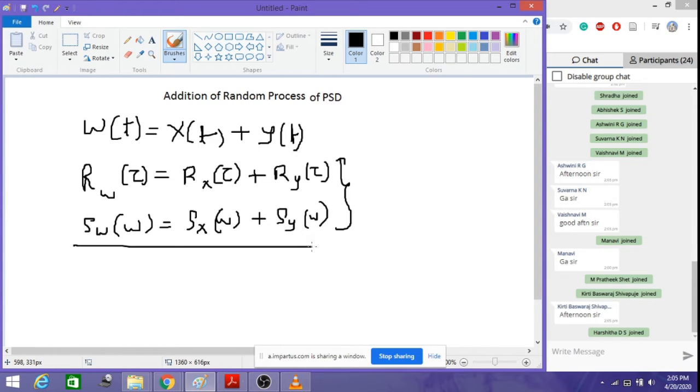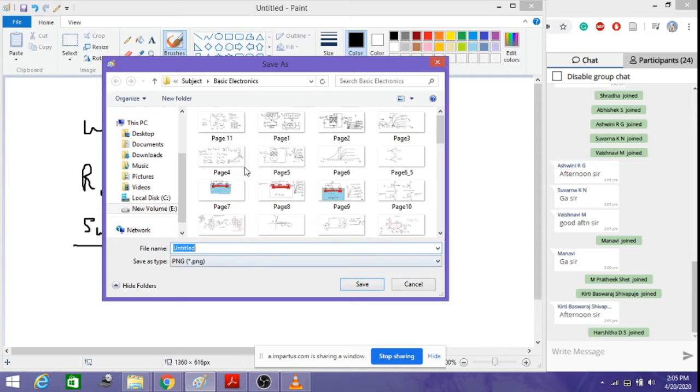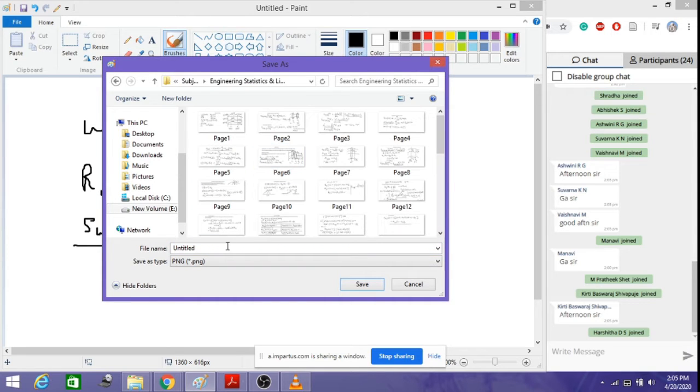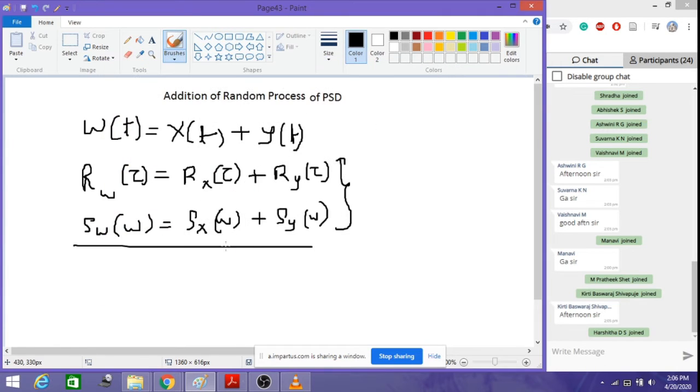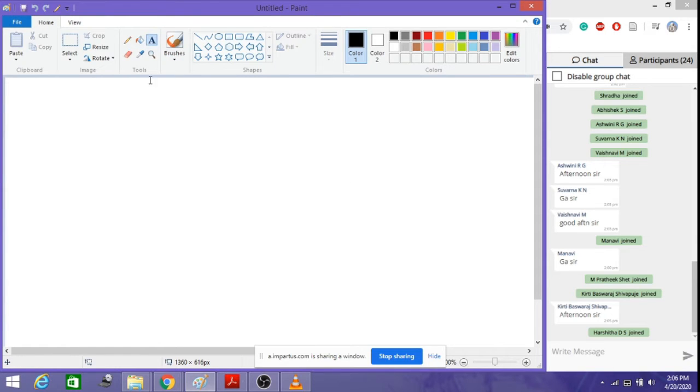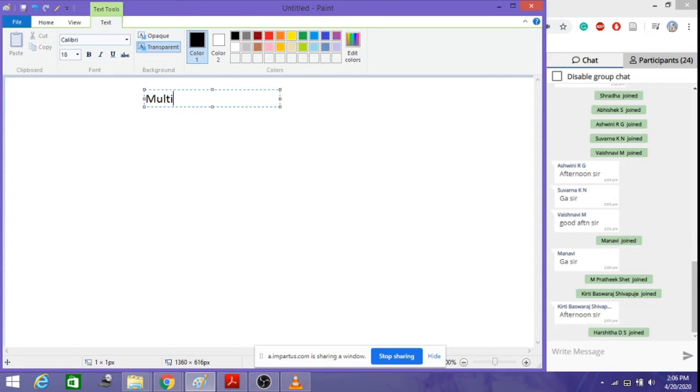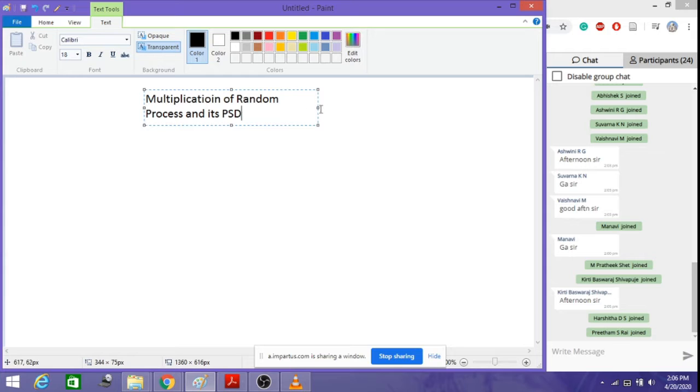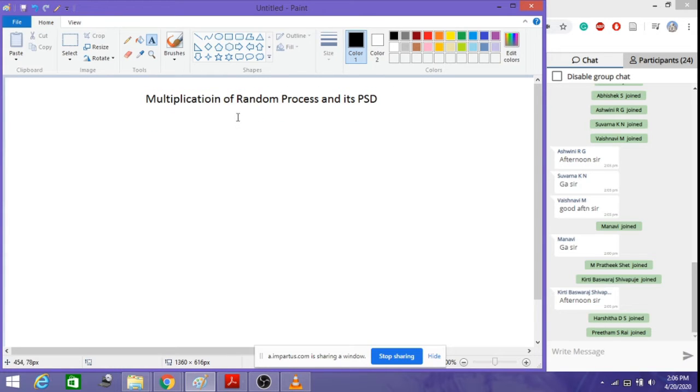Now let us look into the multiplication. Let's set this page. So now let us look into the multiplication of random processes and try to relate this with its PSD. We have considered two random processes again, x of t and y of t, and both are independent random processes.